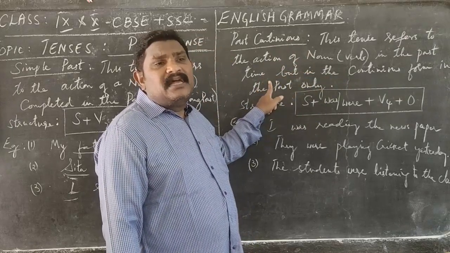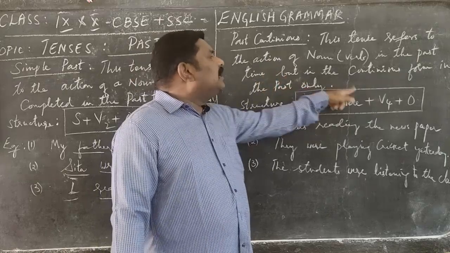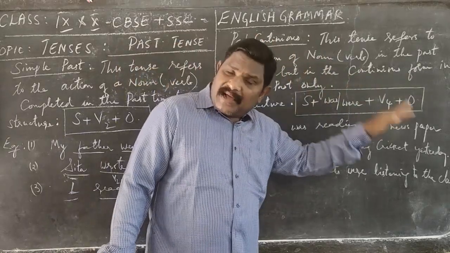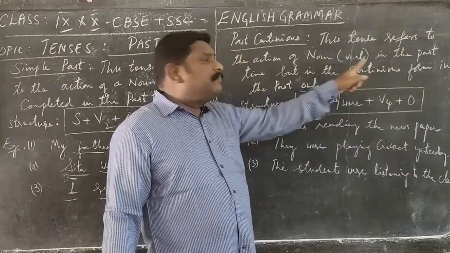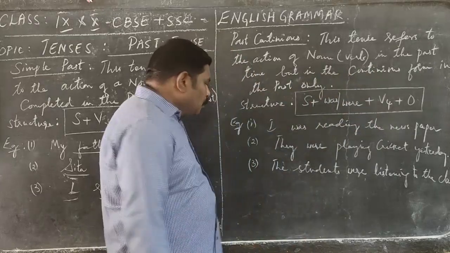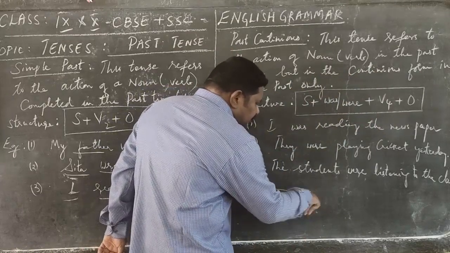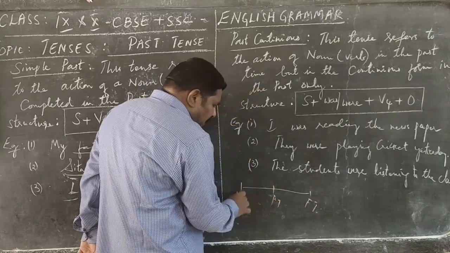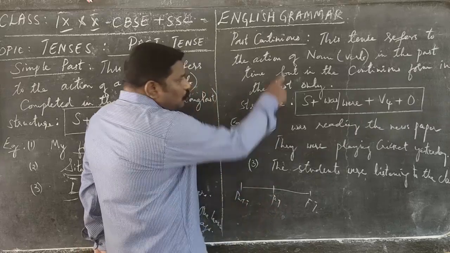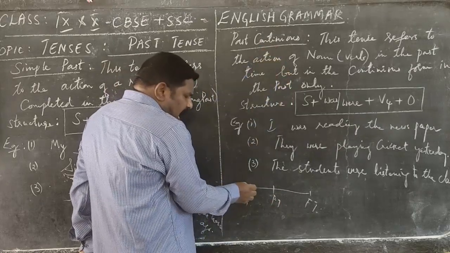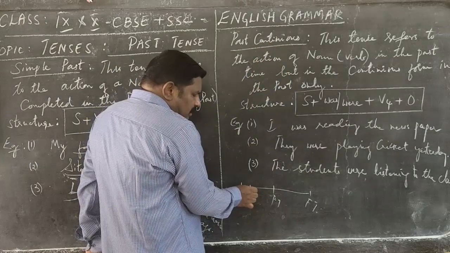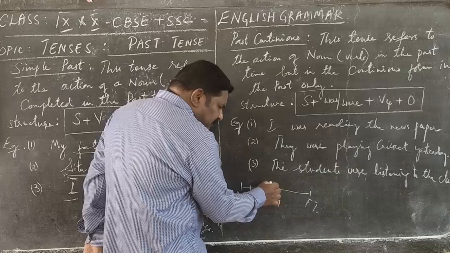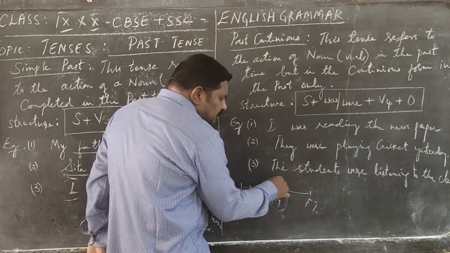The action of a noun in the past time, but in the continuous form. The action is not completed. The action refers to the past time and is in the continuous form in the past only. If you see the timeline here, this is future tense, this is present tense, this is past tense. So what is past continuous? The action started in the past and continued for some time, and in the past only it is continuing. It has not come to present time.